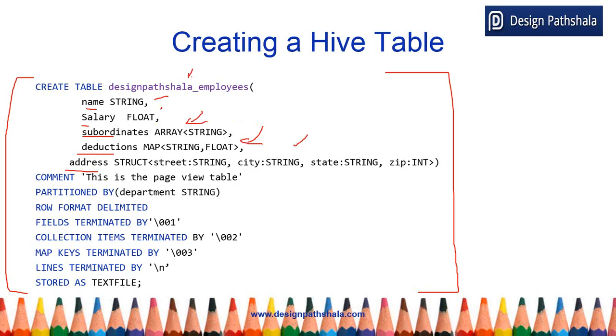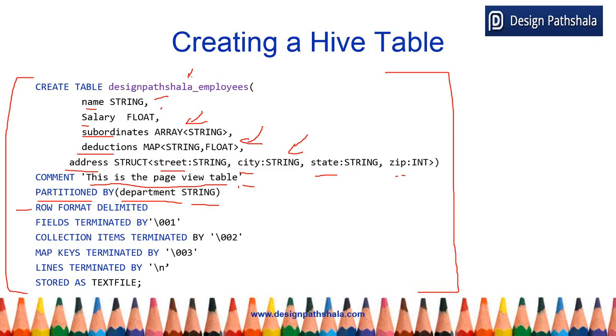Map and struct. So struct is composed of street, city, state, and zip. So this is a full address. Comment is nothing. We can give a comment to a table so that later on if we want to know what kind of table it is, or what is stored in this table, we can. So this comment is not a correct one over here. Partition by, we'll look into this later on, but those of you who are from a database background, I hope you understand what is partition by, but we'll look into this later on in detail.